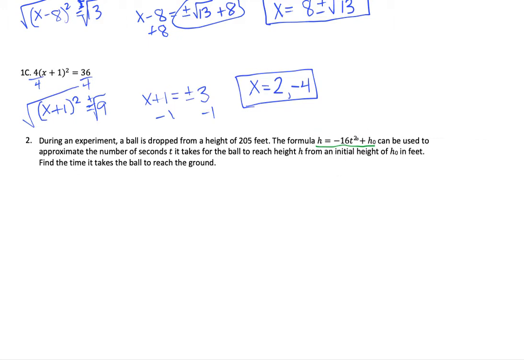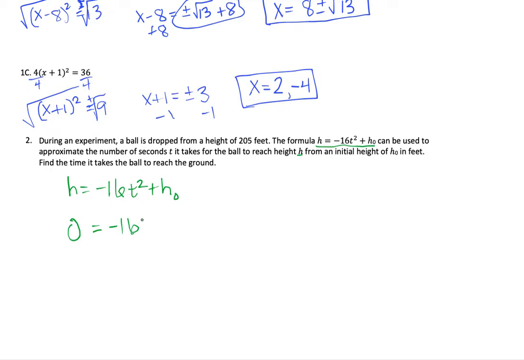Okay, so we have this formula, and h is the height that we want to know, like how long it takes to get to this height. Well, we want to know how long it takes to get to the ground. Well, how high is the ground from the ground? 0. So I'll rewrite this. I'll take my h and I'll put in a 0.